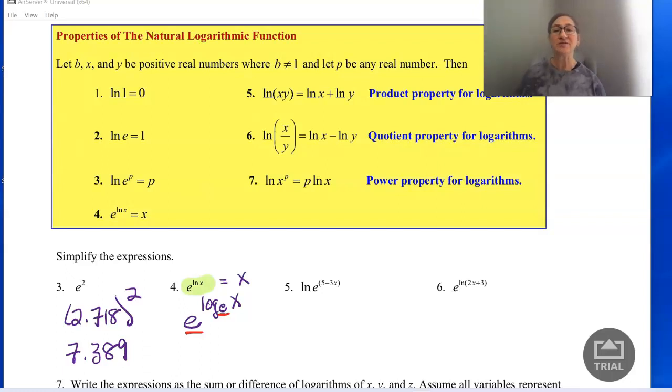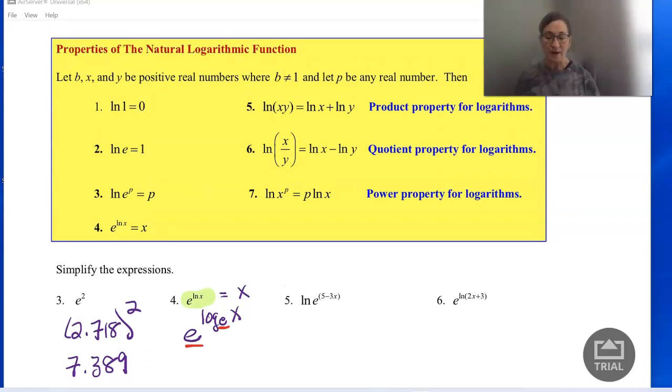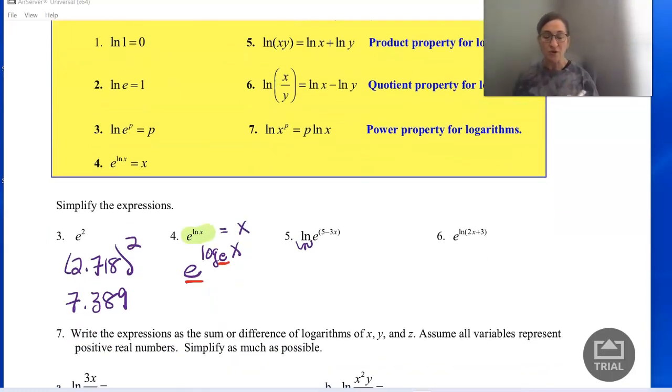All right, so let's go ahead and look at 5. So again, if you're having a hard time seeing this one, you could substitute for that natural log, log base e. So then our argument is e to the 5 minus 3x. So again, I have my two bases which match, the base of my log and the base of my exponent, and so it's going to be equal to 5 minus 3x.